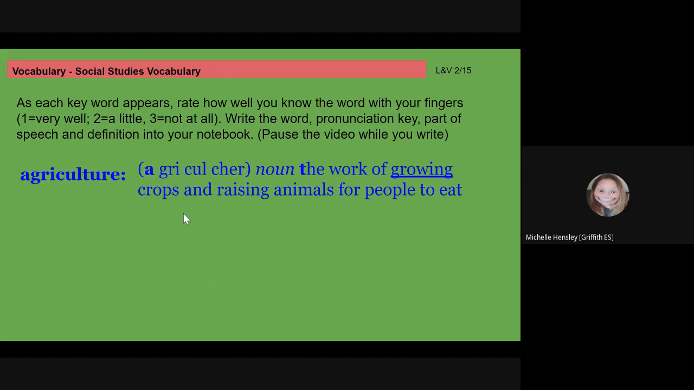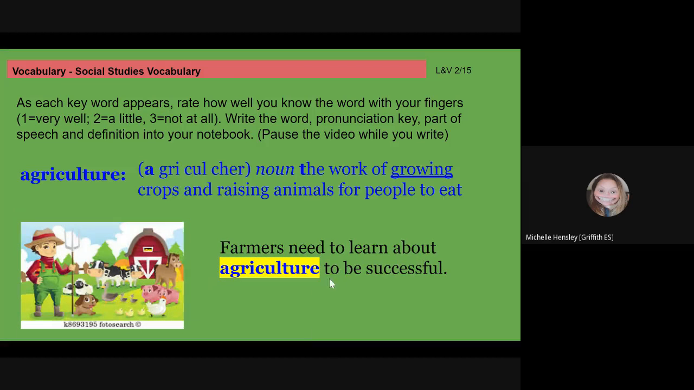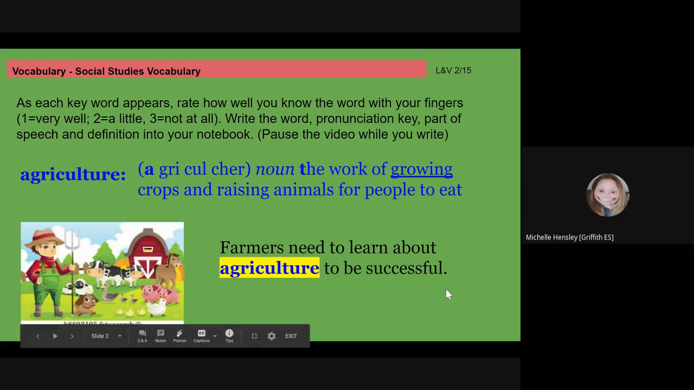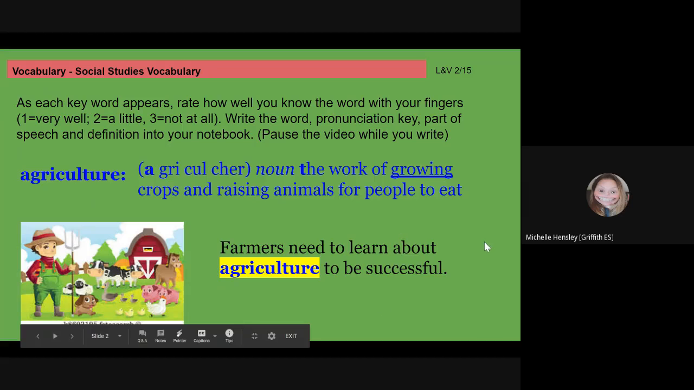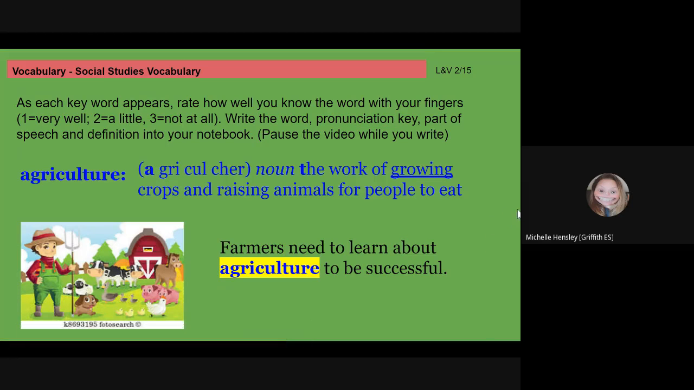Okay. So here's an example. Farmers need to learn about agriculture to be successful. Did you know that? A lot of farmers actually go to college to learn very specific things about soil and rotation of crops and how to keep everything healthy and use the least amount of pesticides. Agriculture is something you can learn about in college, or some people just learn about it because they're born on a farm, raised on a farm, and they've been farmers their whole life. Okay, agriculture. If you need more time for agriculture, pause the video now. Otherwise, we're going to move on.